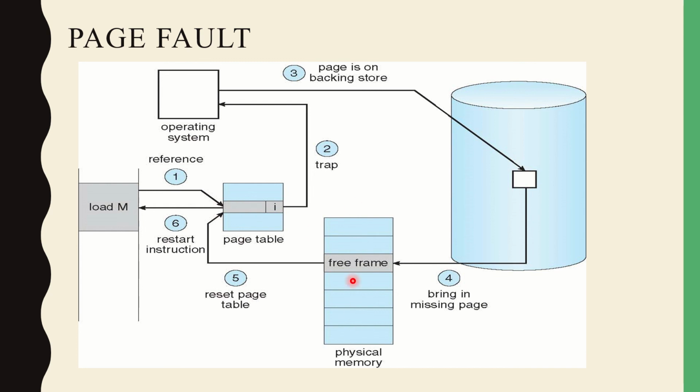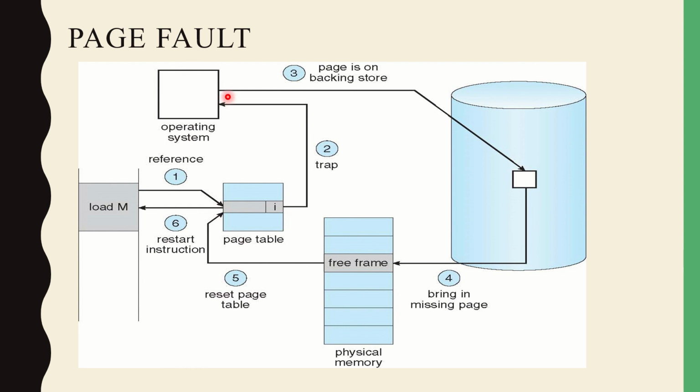This is your physical memory or main memory. This particular instruction M is not there in the main memory, so it is marked with an invalid bit I. Once it wants to execute this instruction and it is not there in the main memory, the operating system initiates an interrupt called a trap.